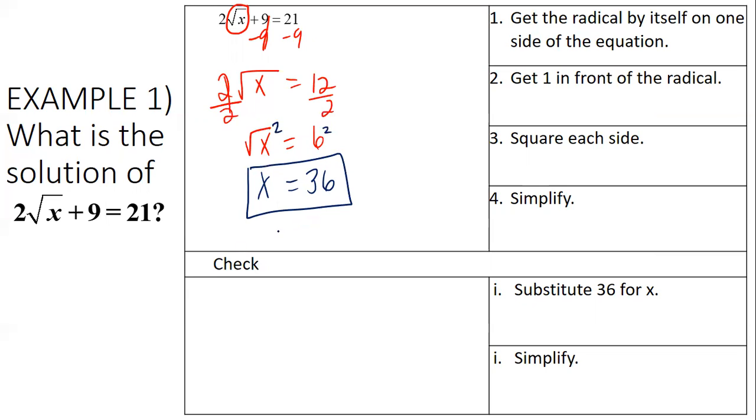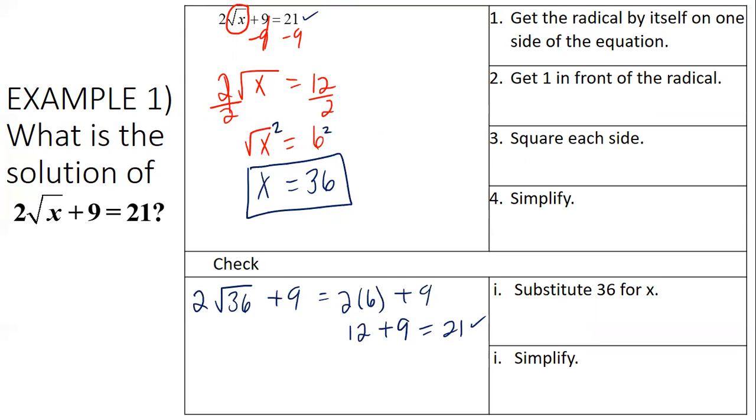If I'm not sure about it, what should I do? I'm like, oh man, I'm really not sure if I got that right. So I'm going to go substitute 36 in for x. The square root of 36 is 6. 2 times 6 is 12. And 12 plus 9 is 21. Is that what I wanted? Yeah. So what does that tell me? It's right. Yay, I'm a genius.